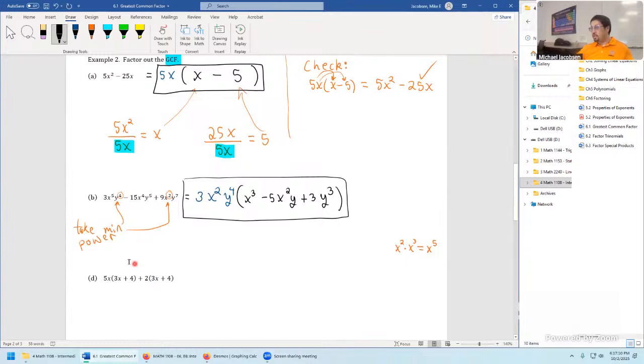So we ignore the 1. There's an x alone and no x here, so x isn't involved as a factor in the greatest common factor. This time, the greatest common factor is 3x plus 4 itself, that entire group. And notice that if we did distribute 5x into this group, distribute 2 in this group, that would actually be going backwards. It would make the problem harder.